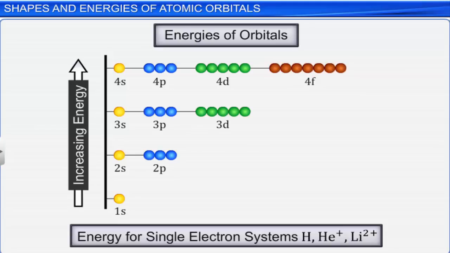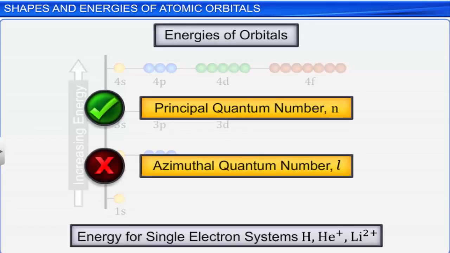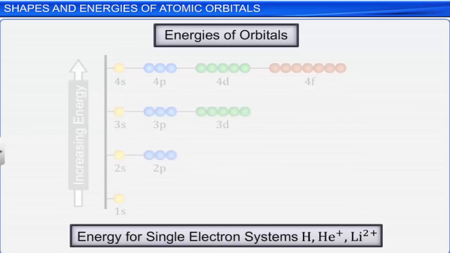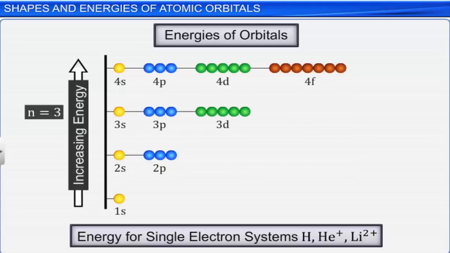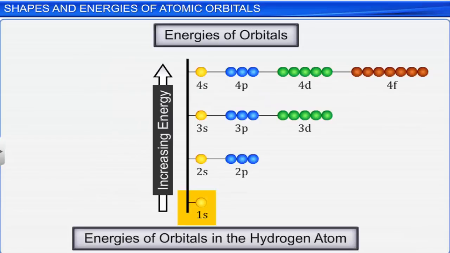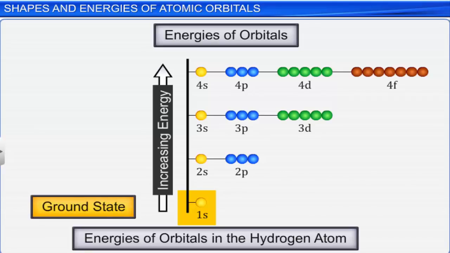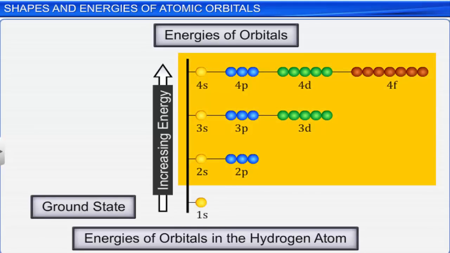That is, the energy of an electron exclusively depends on principal quantum number and not on azimuthal quantum number. For example, the energy of an electron present in 3s, 3p, or 3d remains the same, irrespective of it having different values of azimuthal quantum number. 1s in the hydrogen atom represents the most stable state for the sole electron and is called the ground state. The energy states with n greater than 1 represent the excited states for the electron in the hydrogen atom.